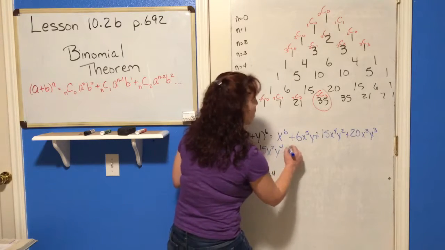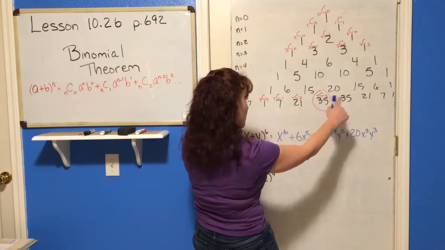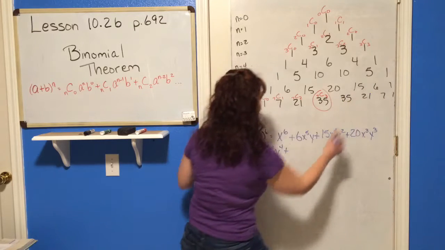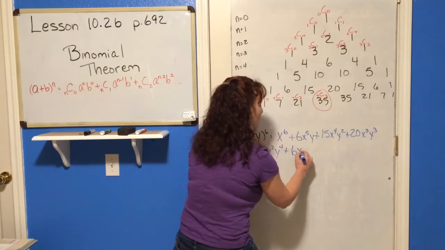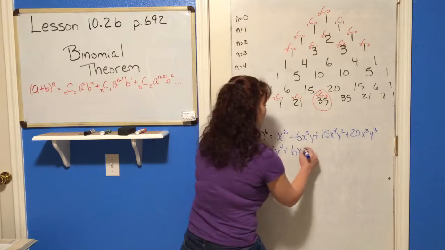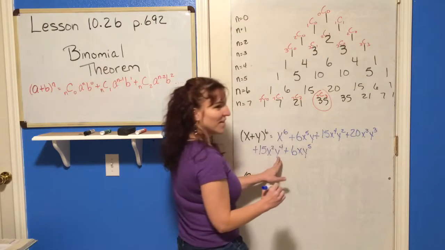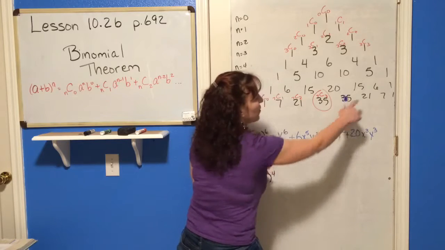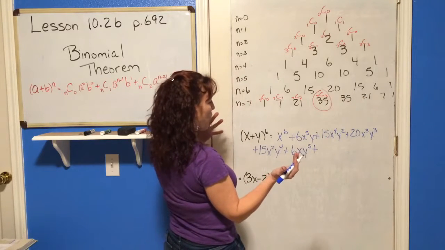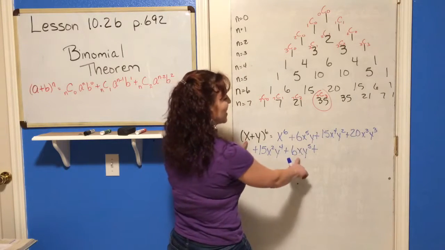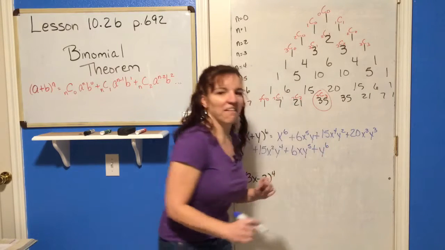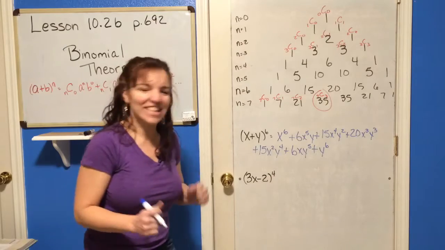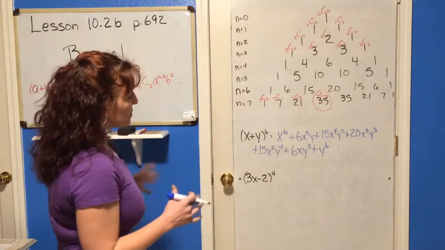And then our next coefficient, oh, am I in the right spot? Yes, 15, 20, 15, 6, plus 6. And now x is going to go down 1, so x. And y is going to go up 1, y to the 5th. And then our last coefficient is just 1, so you don't have to have the coefficient there. And the x is down to 0, and the y is to the 6th power. Ha ha, isn't that cool? That's pretty fun. All right.